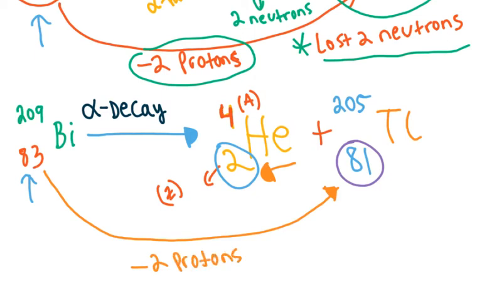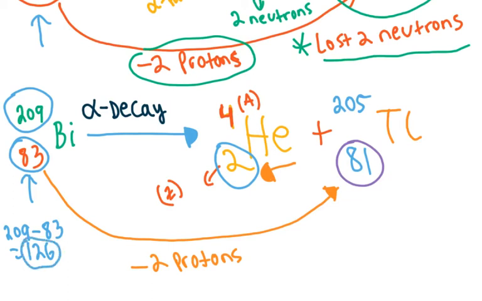And then you guys can see that, you know what, let's just go ahead and calculate it. So mass number minus the atomic number gives us the number of neutrons bismuth 209 has. So 209 minus 83 is going to be 126. So what does that mean? Bismuth 209 has 126 neutrons in its nucleus.